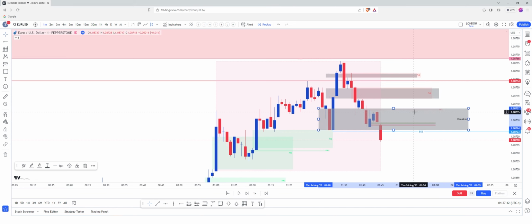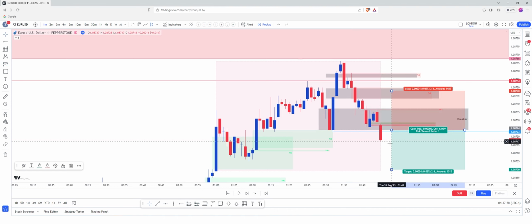So we do have a valid unicorn entry there, and we've also got a volume imbalance, which I generally treat the same as fair value gaps. So we have a volume imbalance here, so again, potential unicorn entry. My expectation is that this breaker block should hold price lower.